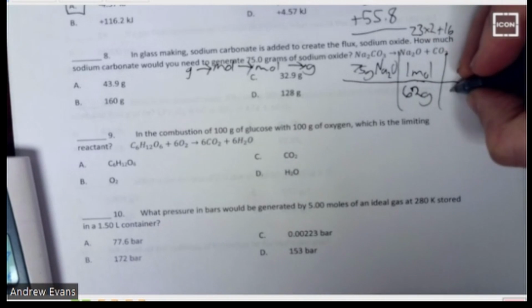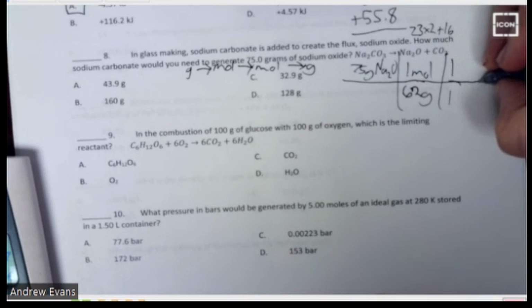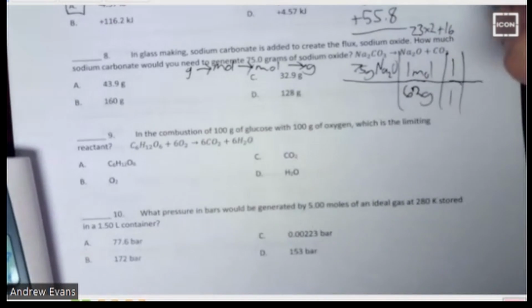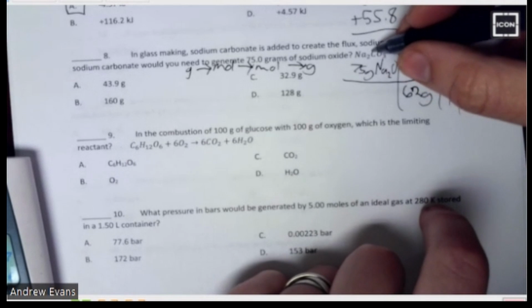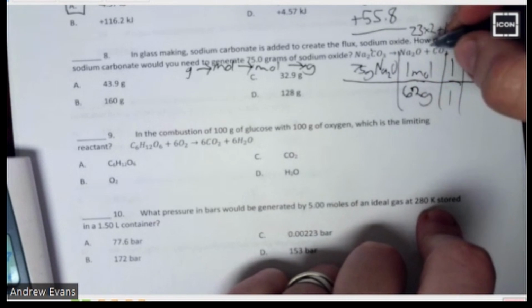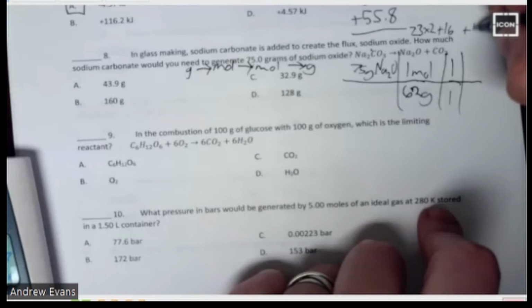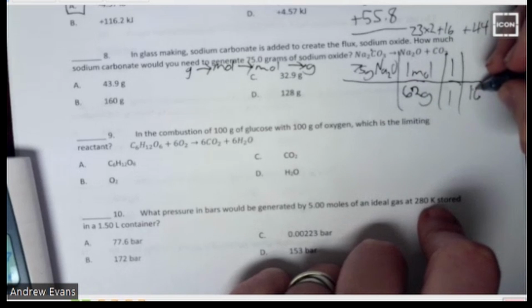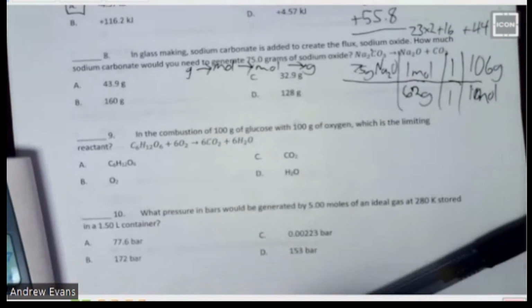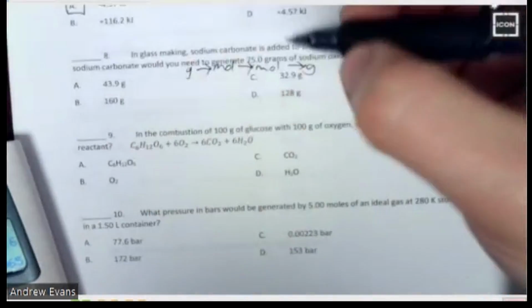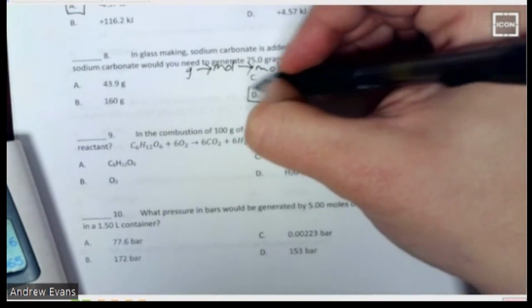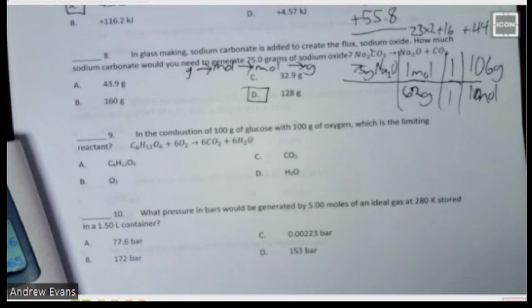For every 1 mole of sodium oxide, you need 1 mole of sodium carbonate. So 62, carbon is 12, another 3 oxygens is 48, so we're adding 44 onto that. That becomes 106 grams in 1 mole. You have 106 grams. Gives you about 128.2, which rounds to 128. I know I'm going through it fast, but you can watch it and pause it and reason out for yourself.